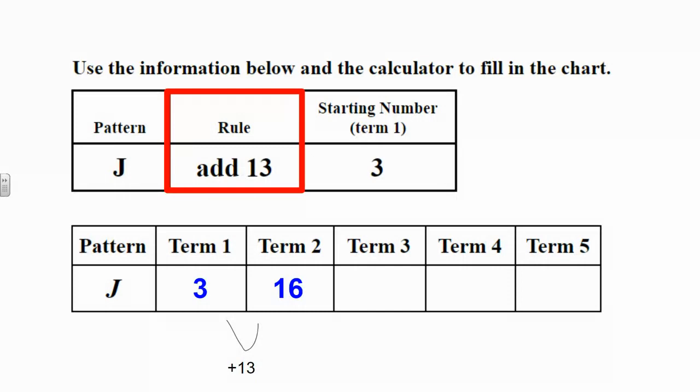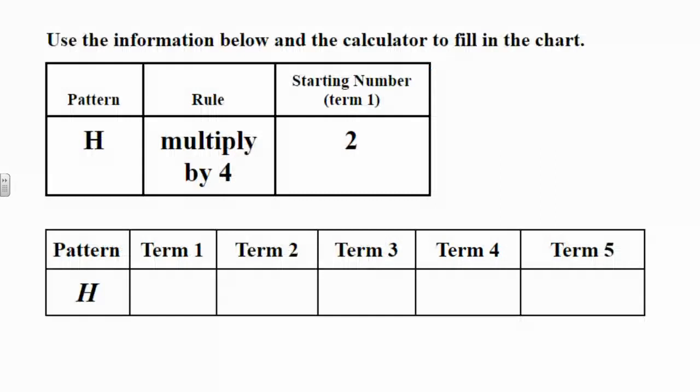The rule is going to repeat. So I know 16 plus 13 more gets me 29. And again, to figure out term 4, I'm going to take 29, add 13 because that's the rule, and I get 42. And then last but not least, to figure out term 5, I'm going to add 13 to 42, and I get 55. So all you need to do, even though we can see the rule comes first in the information, the starting number is key. You need to know where term 1 is beginning.